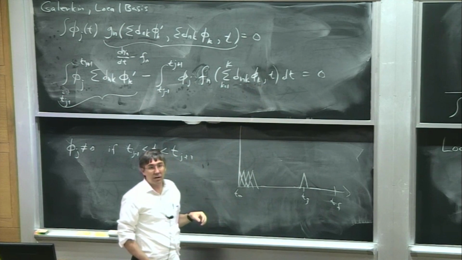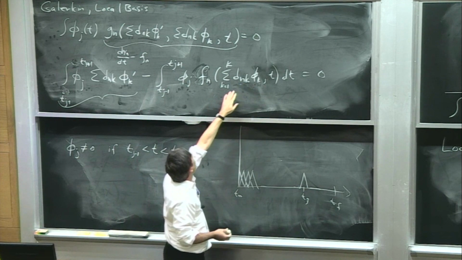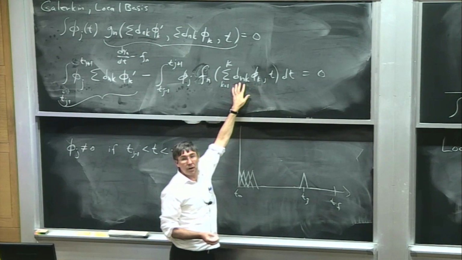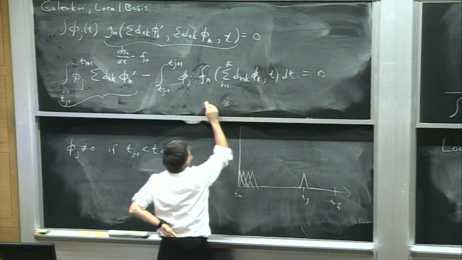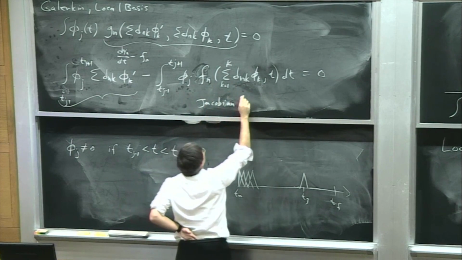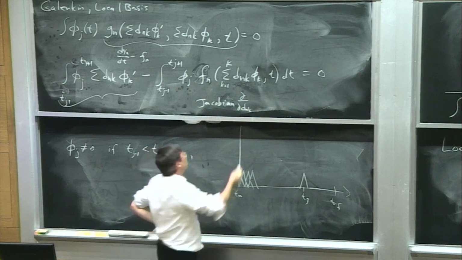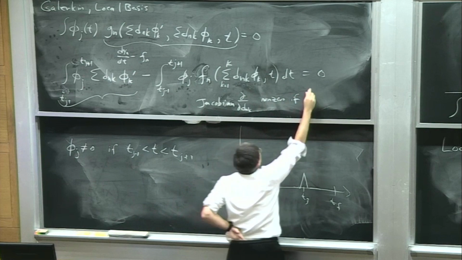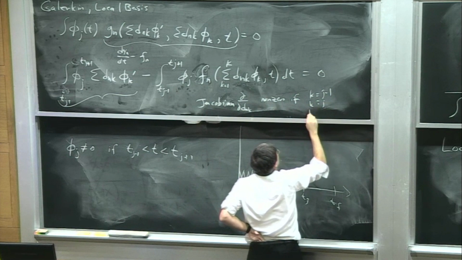So when I want to compute the Jacobian with respect to d, the derivative of this whole thing with respect to d nk, the only terms where the Jacobian is going to be non-zero are for k equal to j minus 1, j, or j plus 1.